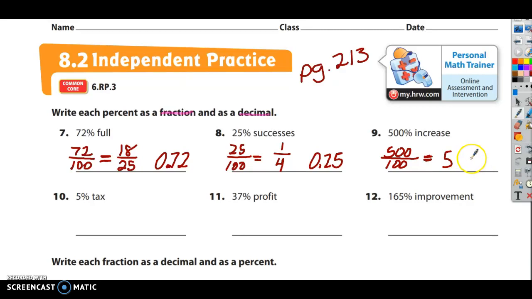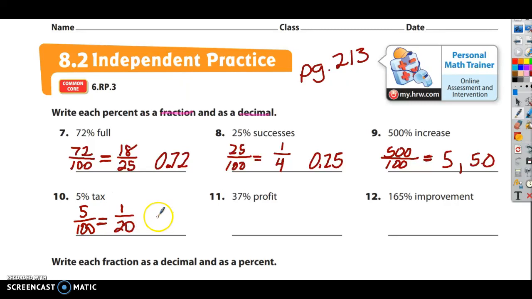And what is this as a decimal? Well, 5 as a decimal would be just 5.0. And really, you could even ditch the 5.0. The answer could be just a whole number. 500% is the same as 5 or 5.0. All right, what about 5%? Well, 5% means 5 out of 100. And that simplifies, because 5 and 100 share a factor of 5. 5 goes into itself once, and 5 goes into 100 20 times, so it simplifies to 1/20th.